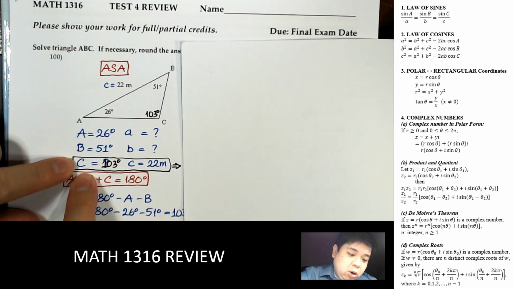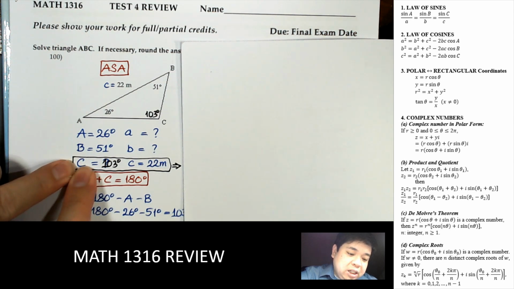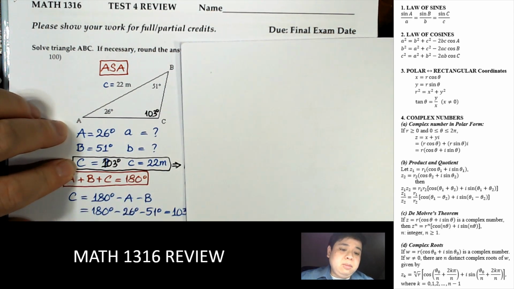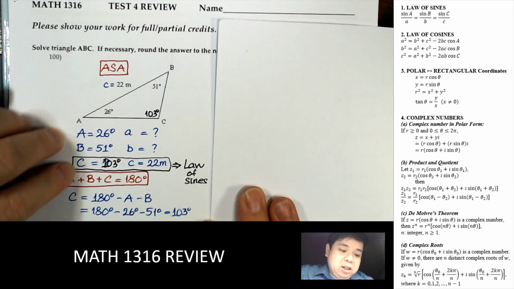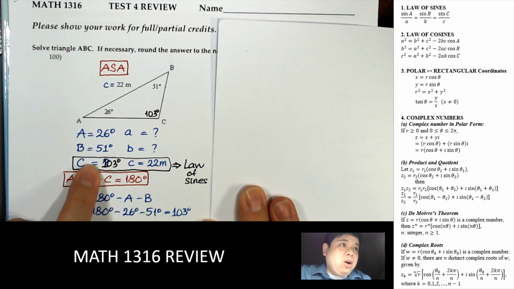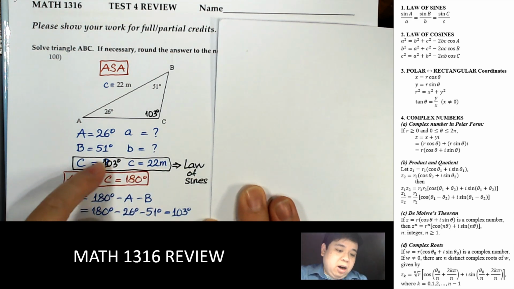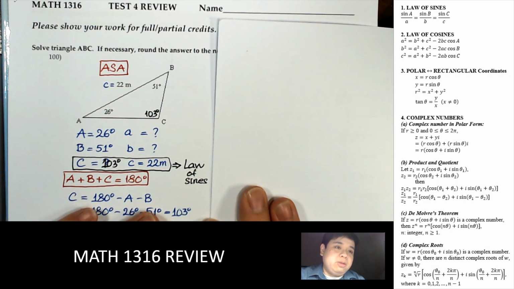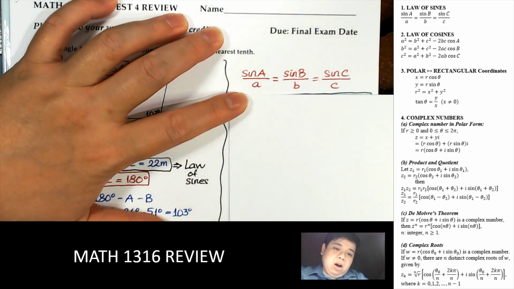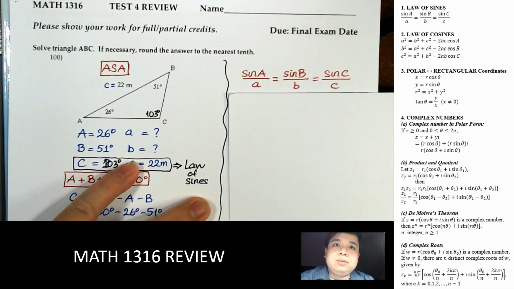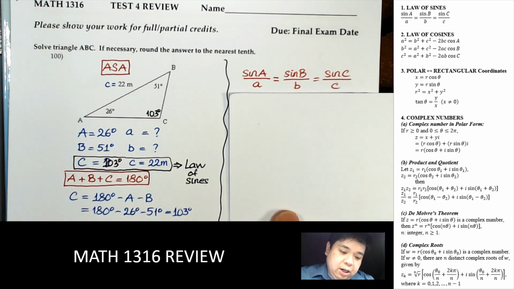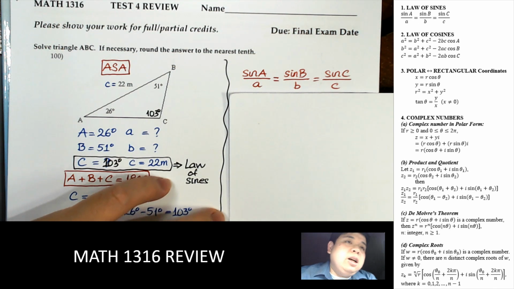Now, in this triangle, we know the angle C and the side c. Every time we have an opposite side and angle, that is the law of sines. So once again, the law of sines is useful when we have a pair of opposite angle and side. So this is going to be a law of sines. So we write the law of sines like that. Of course, the formula is there.